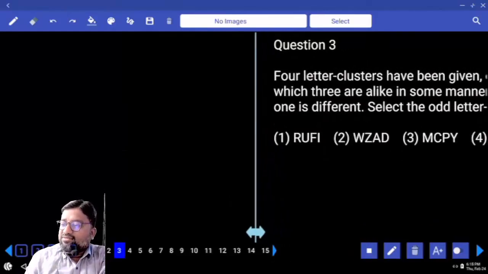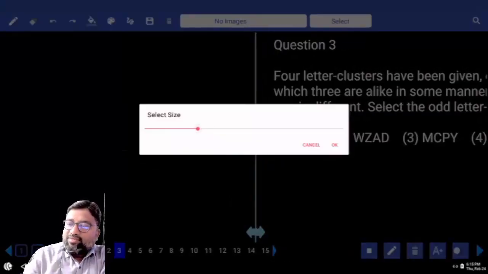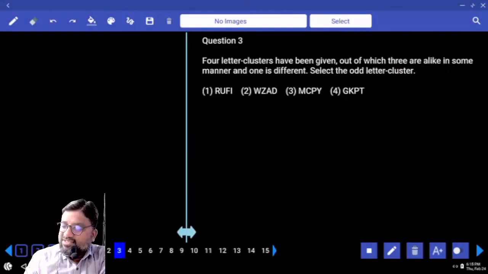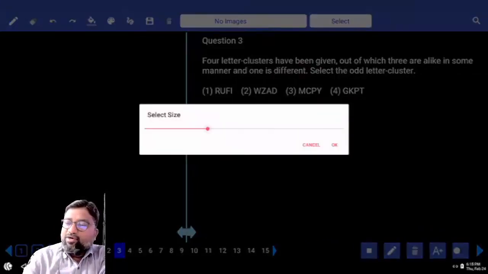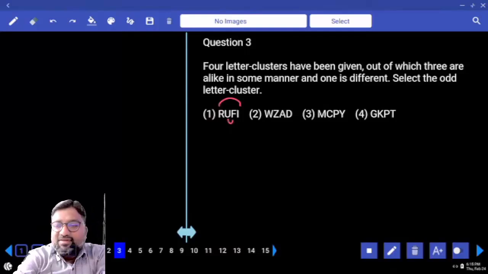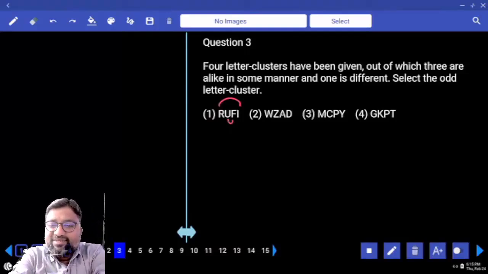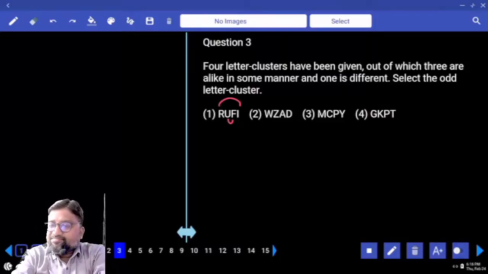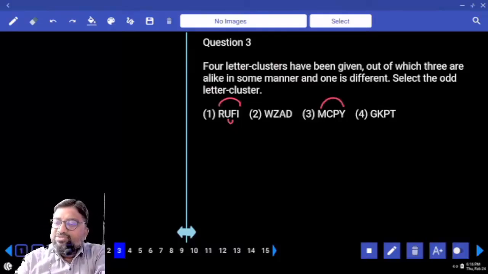4 letters. What's happening here? Look at this. Yes. The first and the last letter and the middle 2 letters are opposite. R, I, U, F are opposite. Similarly, there are 3 options which exhibit the same rule. W, D, A, Z. Next is what? Is Y opposite to M?